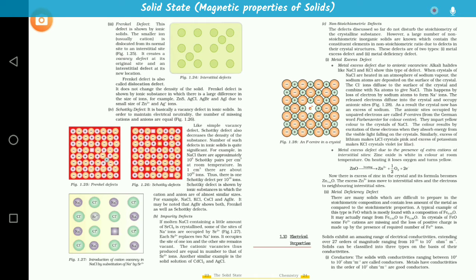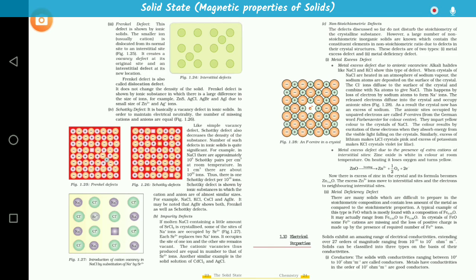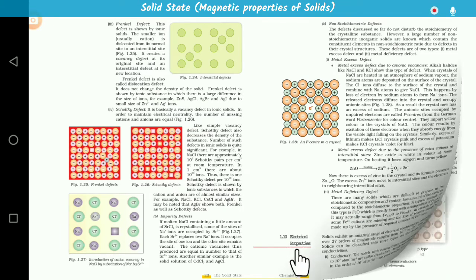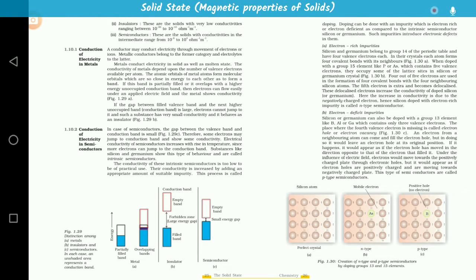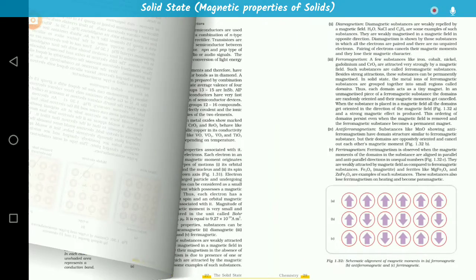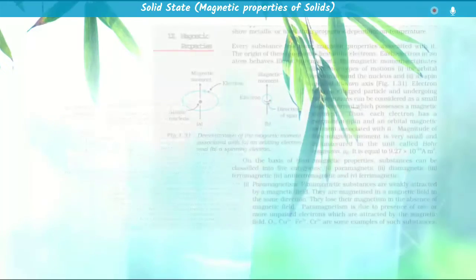Good morning. In the previous class, we have already discussed the electrical properties of two different types of solids. And in this class, our objective is to mainly discuss the magnetic properties of different types of solids. So let us discuss the magnetic properties of different types of solids.